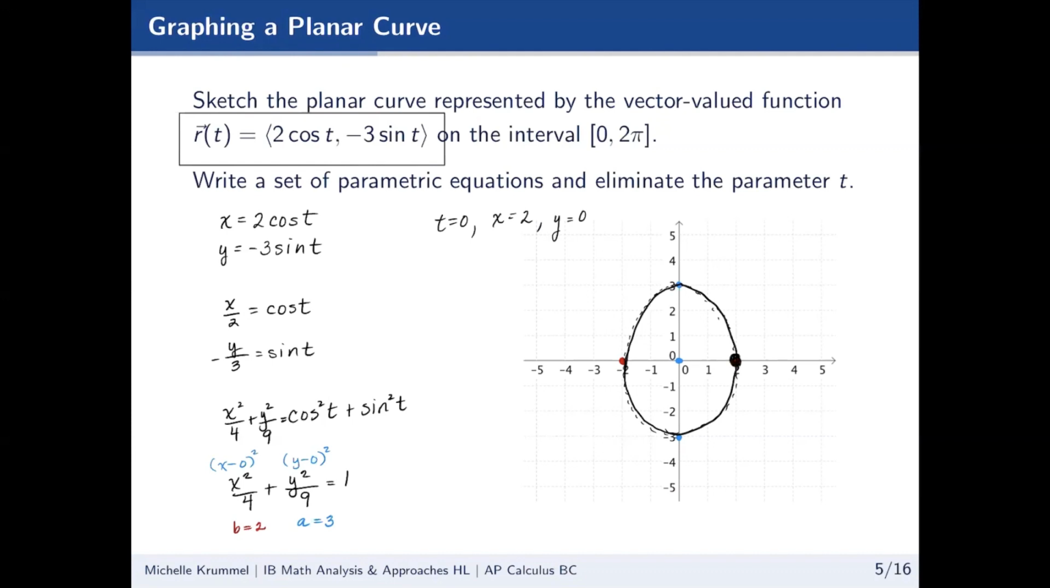And now I'm going to choose a slightly larger value of t. I don't want to go too large, but let's try pi over 2. T equals pi over 2. So t equals pi over 2, x equals 2 times the cosine of pi over 2, 0. Y equals negative 3 times the sine of pi over 2, which is negative 3. So my next point is 0, negative 3, this point down here. So now I know that the orientation is going this way.